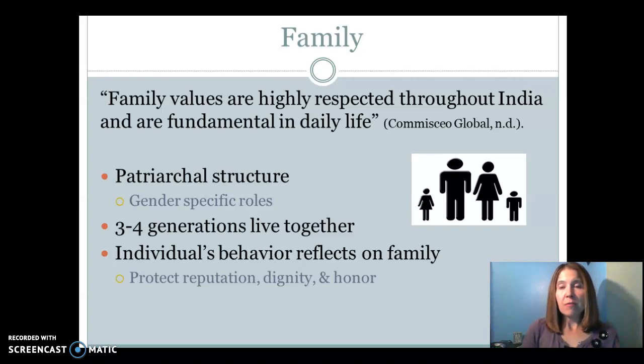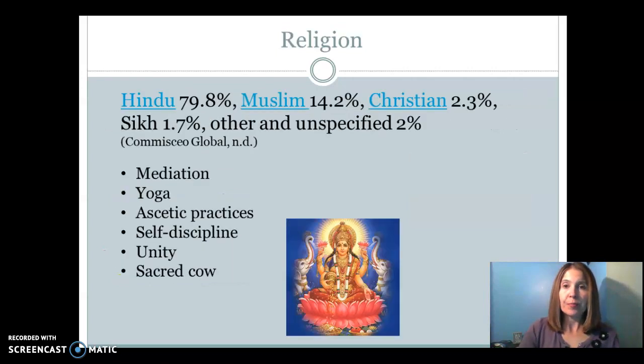Also, Indians are very conscious of how their own behavior will be reflected upon their family members. At all costs, they preserve their own and their family's dignity and honor.